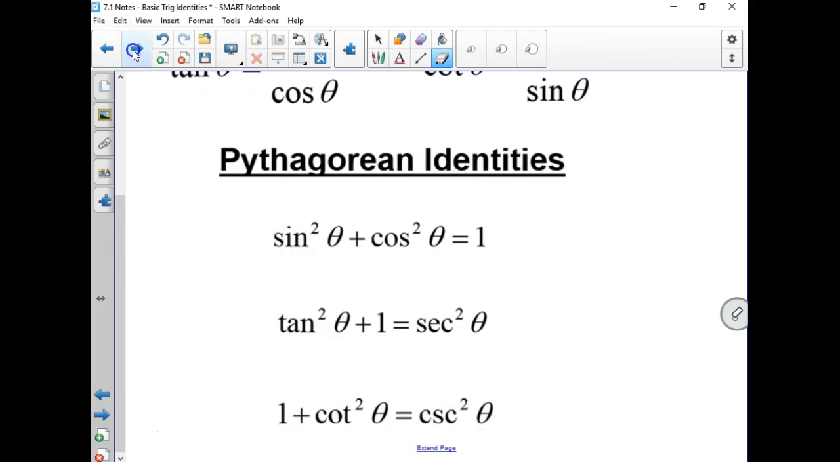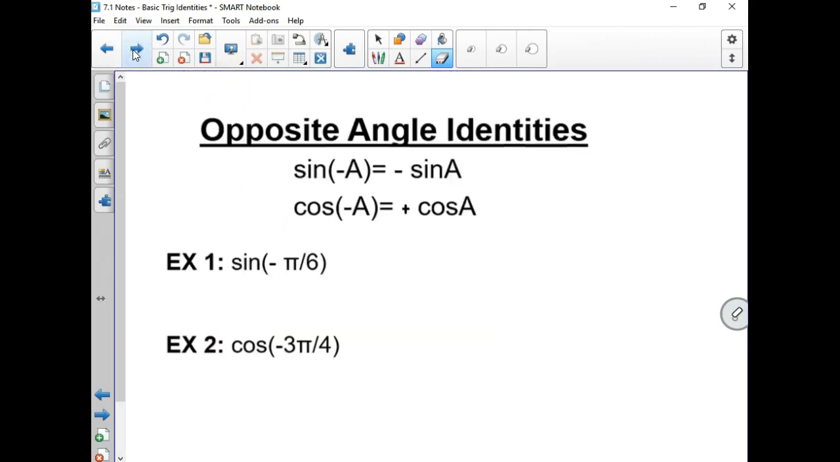Okay. The last identities that you need to have memorized for this section are the opposite angle identities. And they tell us that sine of negative a equals negative sine of a. But cosine of negative a is going to equal positive cosine of a.